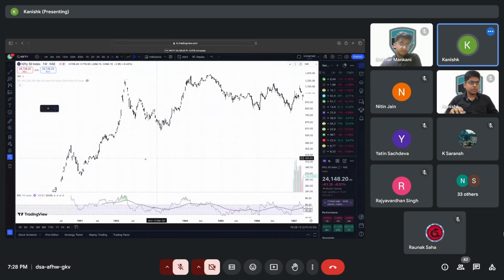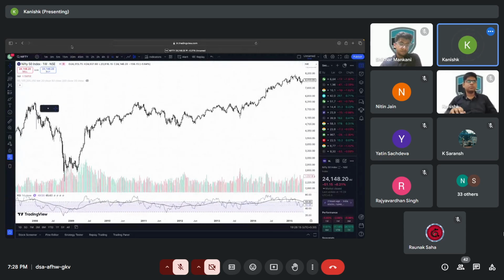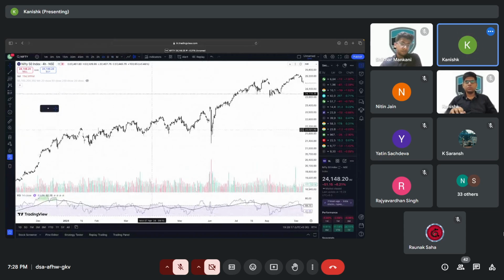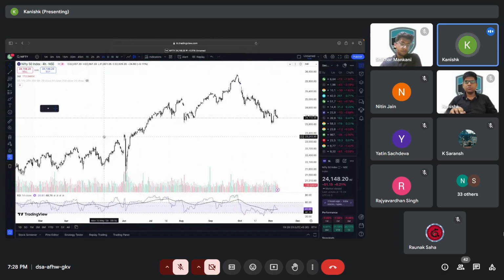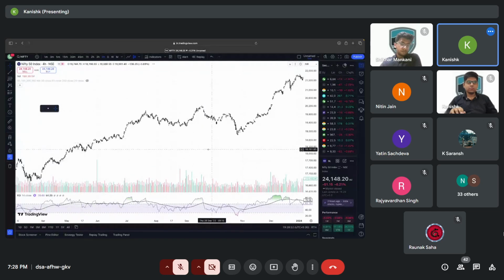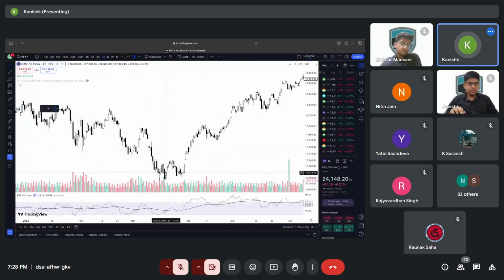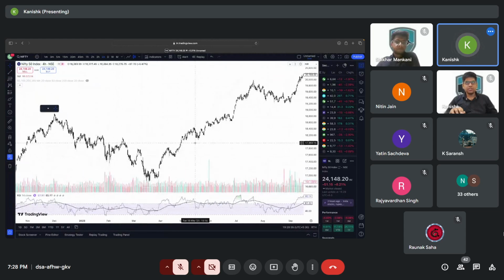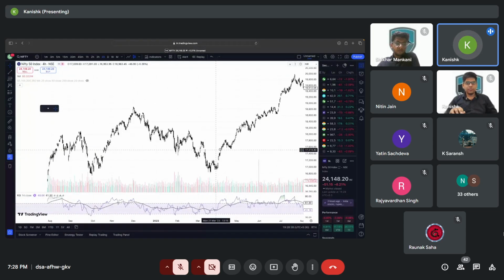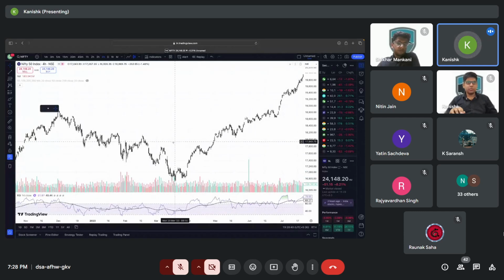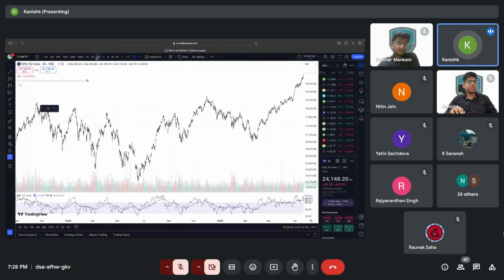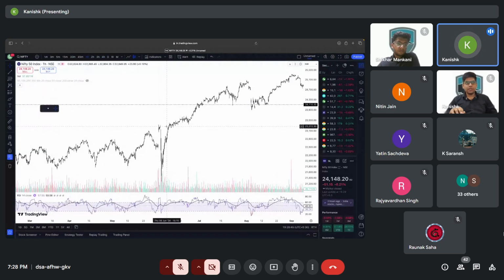Just give me a second. See, this is also a kind of morning star pattern. There are just two candles, but still it worked. And see the rally after this. There is also a double bottom formation here, and after that the rally was propelled further. And now we can go to a shorter time frame as well.